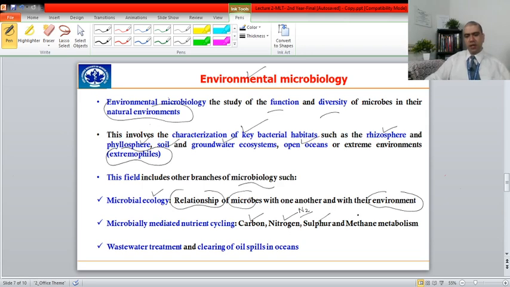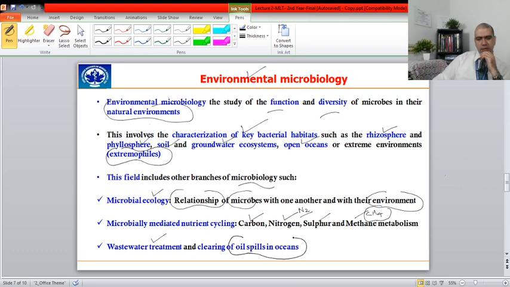Then we have sulfur cycle and methane metabolism, CH4, which is used for cooking as a gas. In environmental microbiology, we have also used it for wastewater treatment, as I talked about before, and we can use it for clearing different kinds of oil spills in the oceans. It happened during the war between Iraq and Iran, when there was a lot of oil spilled inside the oceans, because of which many fishes were dying.